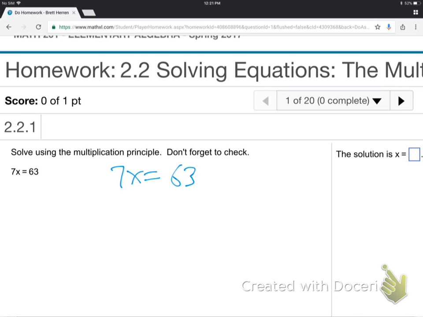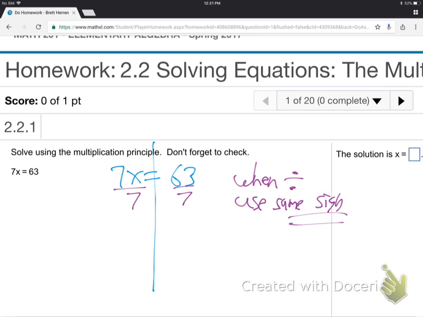Yeah, this time, remember, you always do the opposite of whatever the relationship is. This time, that's 7 times x, isn't it? So what's the opposite of times? It is to divide. So I'm going to divide both sides by 7. Let me write, when you divide, you use the same sign. You don't use the opposite sign like we do for adding and subtracting.